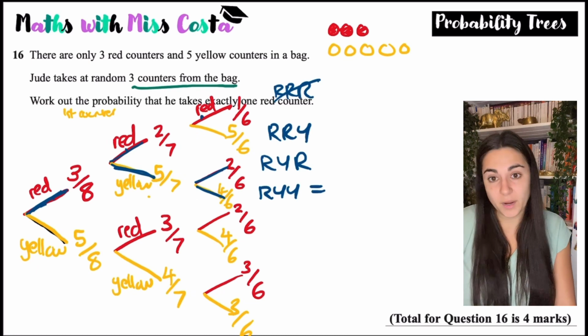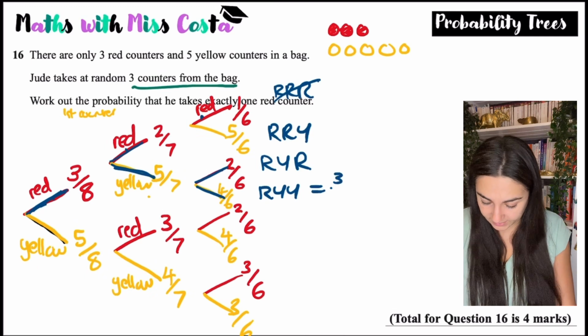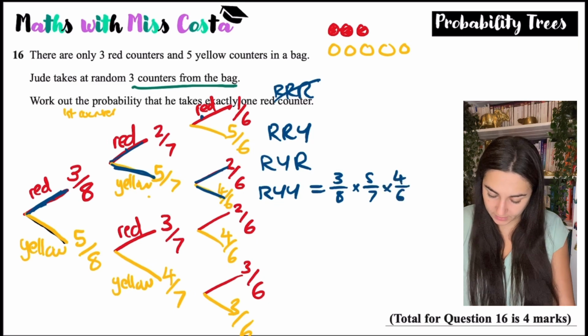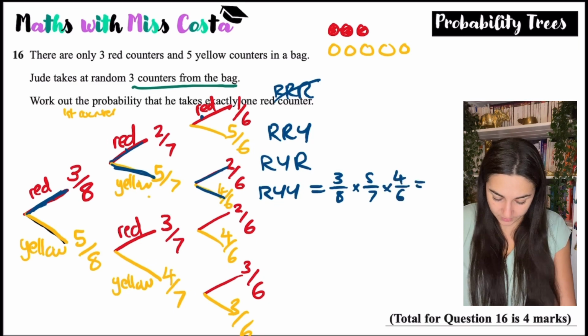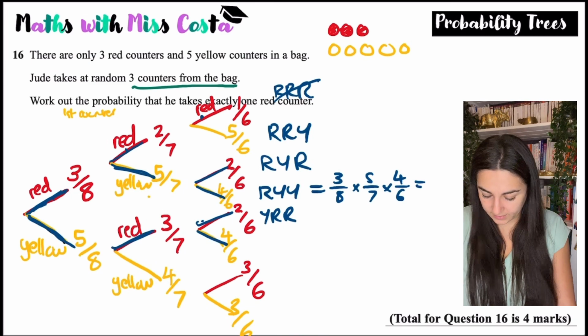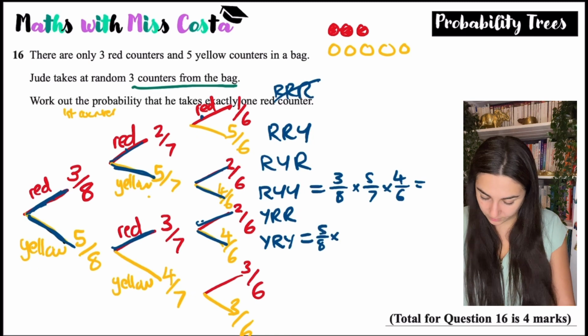So when I go along the probability branches, I multiply it. So that would be 3/8 for red times by 5/7 times by 4/6. Okay, so that's one option. Then you could do yellow, red, red. That wouldn't work. Yellow, red, red would still be 2 reds. You could do yellow, red, yellow. Yellow, red, yellow would work. So you've got 5/8 times by 3/7 times by 4/6.